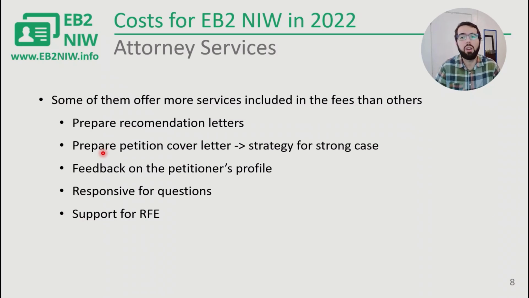Typically, all of them will help with the petition cover letter. That's pretty much their main job. They have to find a good strategy so your case is very strong and your chances are very high. Then some of them may provide feedback on your profile. They will give their opinion on whether they think that you qualify or whether you should add something else to your profile and give it a little bit more time for preparation.